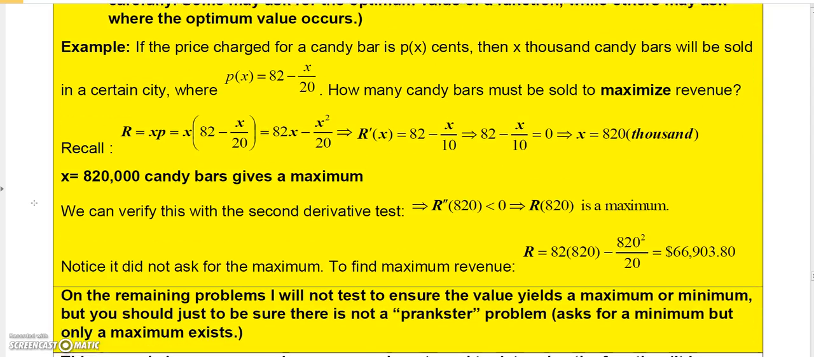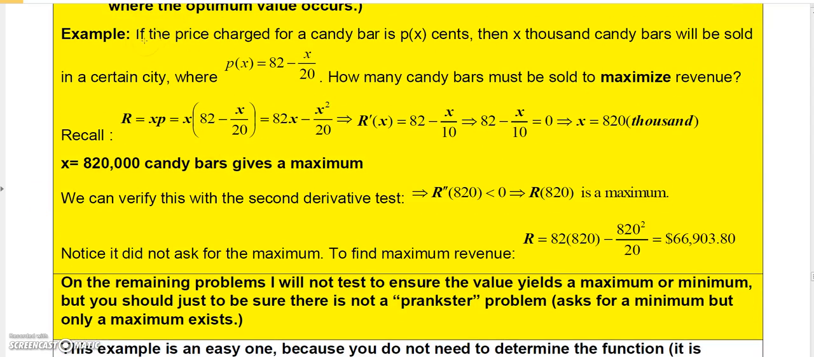Now I went ahead and put one right here, and right now I'm still working with simple problems. If the price charged for a candy bar is p of x cents, in other words, it's a function of x, then x thousand candy bars will be sold. Okay, so now in a certain city, we've identified the price of the candy bar to be 82 cents minus x over 20, and it asks how many candy bars must be sold to maximize revenue.